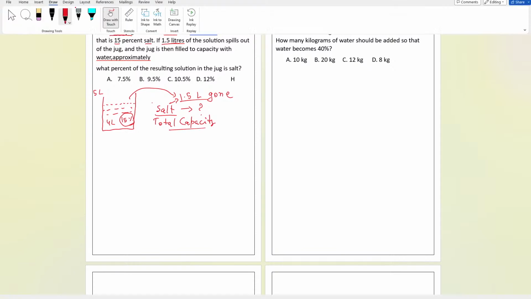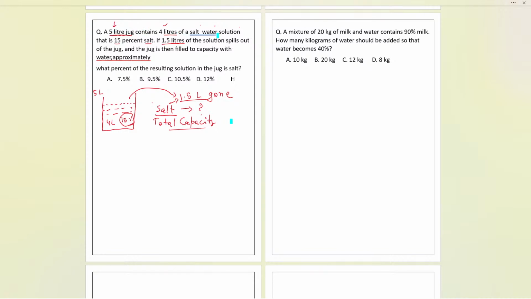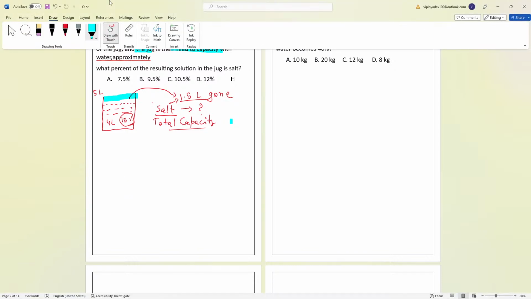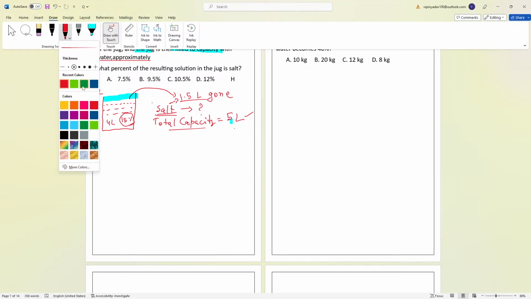Let us see the question again and observe what it is saying. A 5 liter jug contains 4 liters of salt water solution, which is 15% salt. 1.5 liters spills out. Then the jug is filled to capacity. Capacity means we are filling up to the brim, so the final total will become 5 liters. Let us see what further we have to observe.